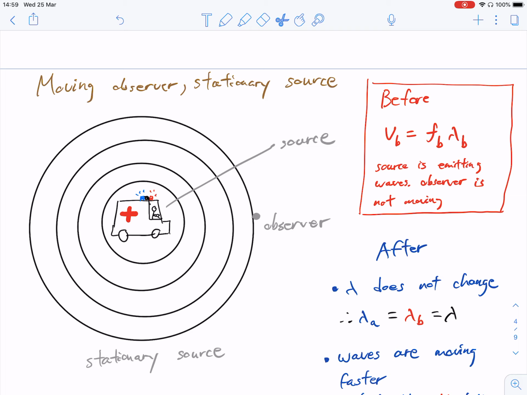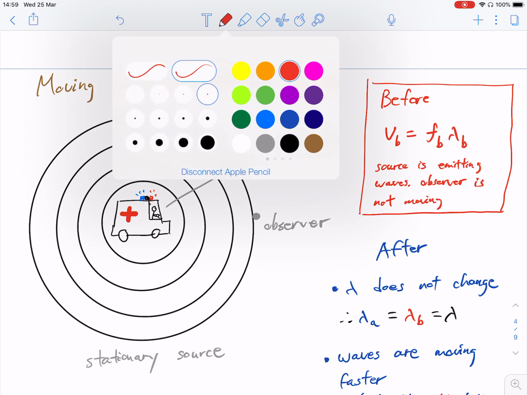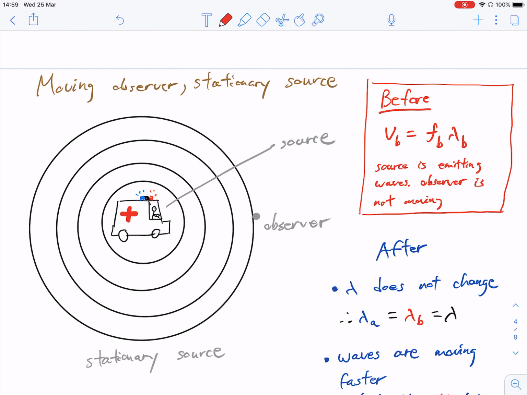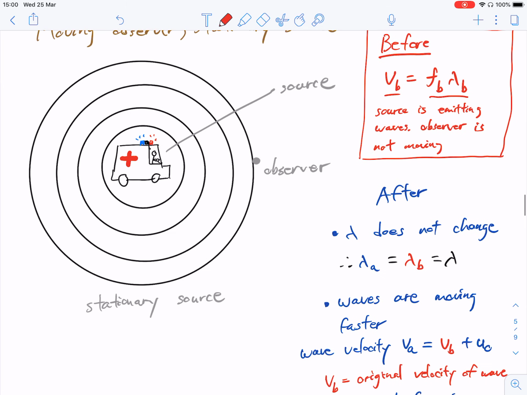So the Doppler shift still happens, but there's just a slight little change in the formulas. Okay? So let's get right into this. So before, velocity before equals frequency before multiplied by the wavelength before. The observer isn't moving. Afterwards, I use the color blue to help separate the two different pieces of information.